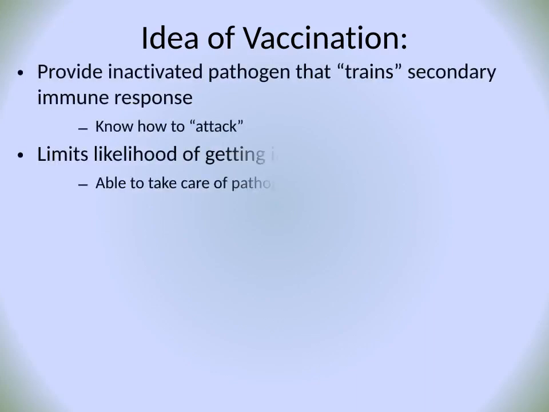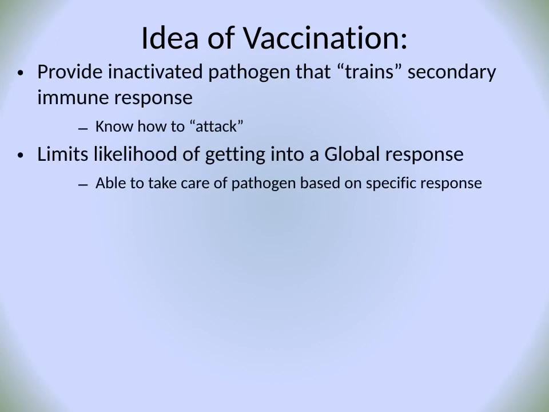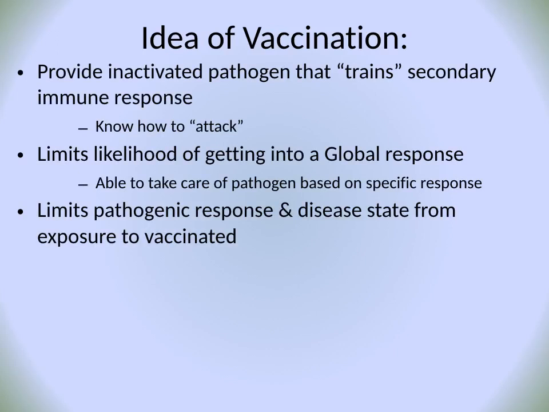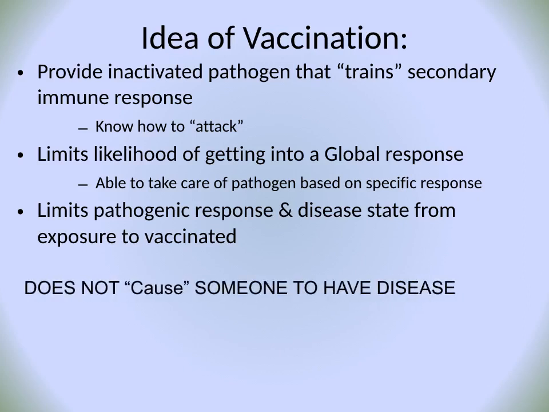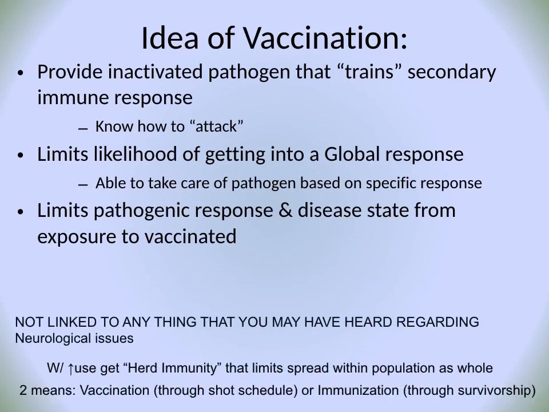Which takes us to the idea of what vaccination actually is. What vaccination is doing is training the acquired immune response, immunocompetency to distinct pathogens. Basically, we're teaching the immune cells how to go about, quote unquote, attacking. By doing this, we limit the likelihood of having a global response.